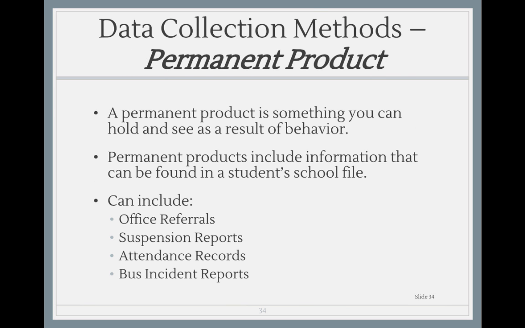The third data collection method is permanent product. A permanent product is something you can hold and see as a result of behavior. Permanent products include information that can be found in a student's file. They can include office referrals, suspension reports, attendance reports, and even bus incident reports.